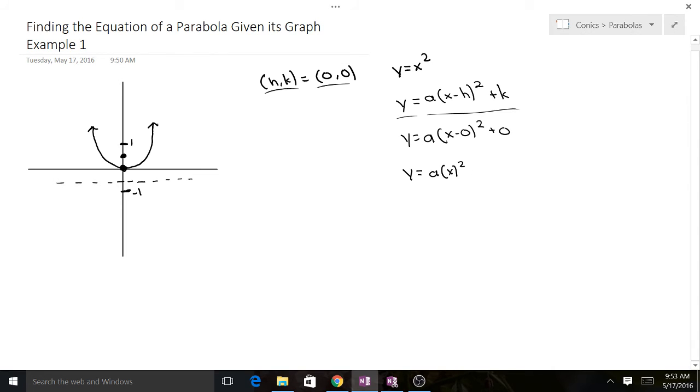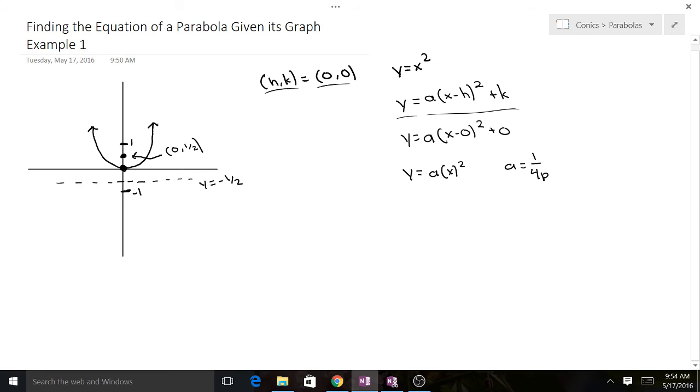Well, we can see here we've got a focus. This point is 0, 1/2. Then we've got a directrix at the line y equals negative 1/2. So this tells us that we know that a equals 1 over 4p.